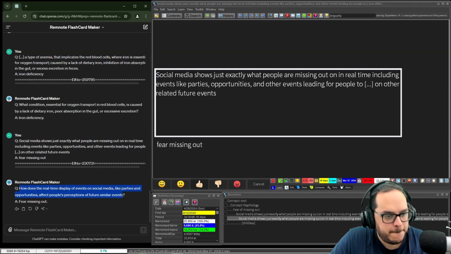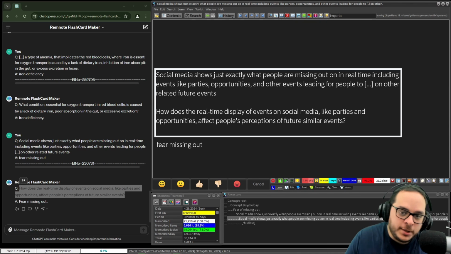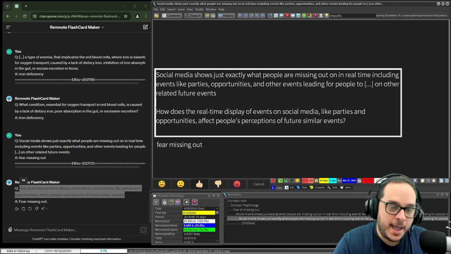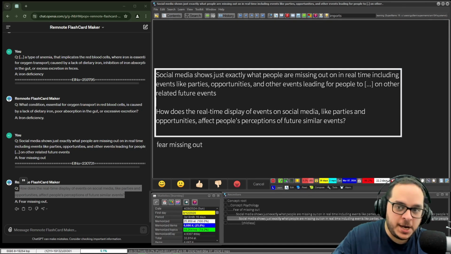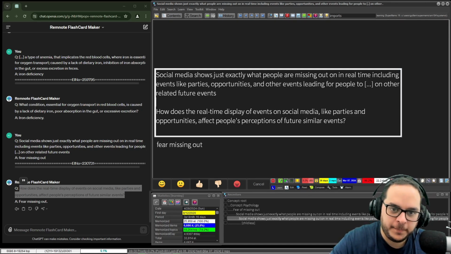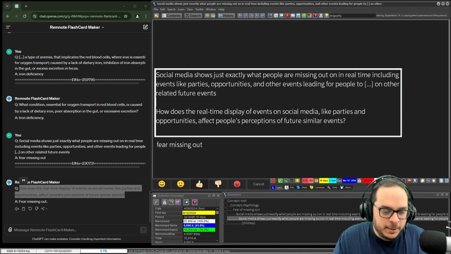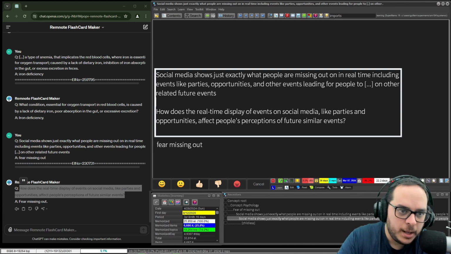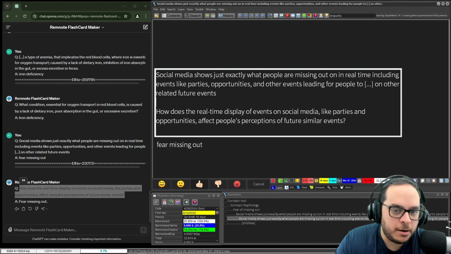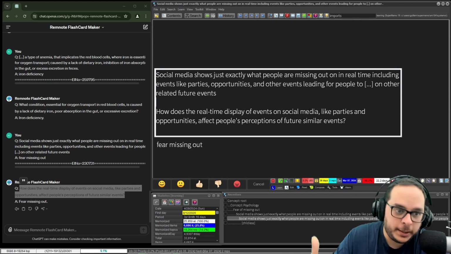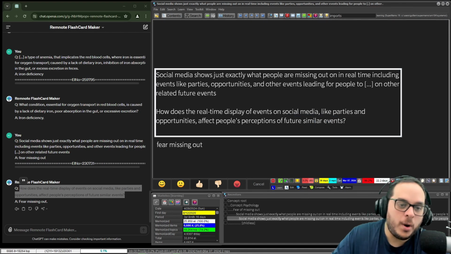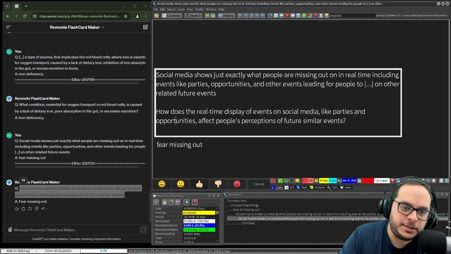Okay, let's see. Something I haven't mentioned: even if you just want rewording, what the AI is doing implicitly is changing the cloze deletion to Q&A. So I can use it as just a plain and simple conversion from a cloze deletion to a question and answer. That's it. Let's see. How does the real-time display of events on social media, like parties and opportunities, affect people's perceptions of future similar events? What happens? This is a how-to question.